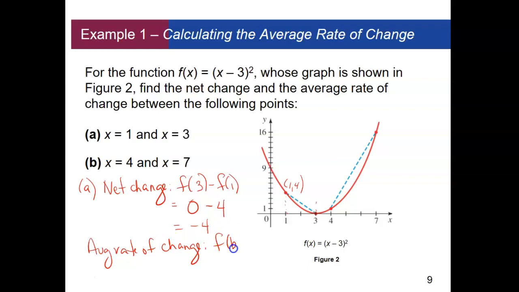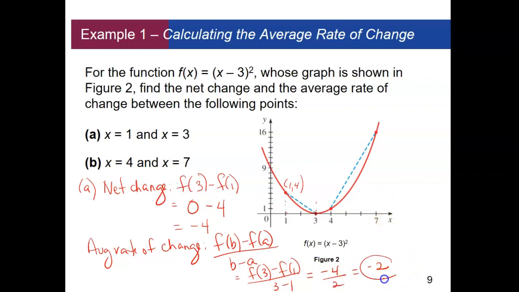Okay, so my average change or average rate of change, that's going to be f of b minus f of a over b minus a. So we just said that we're looking at the same interval, f of 3 minus f of 1 over 3 minus 1. So we already calculated this part and found it to be negative 4. So our average rate of change is going to be negative 2 for that.